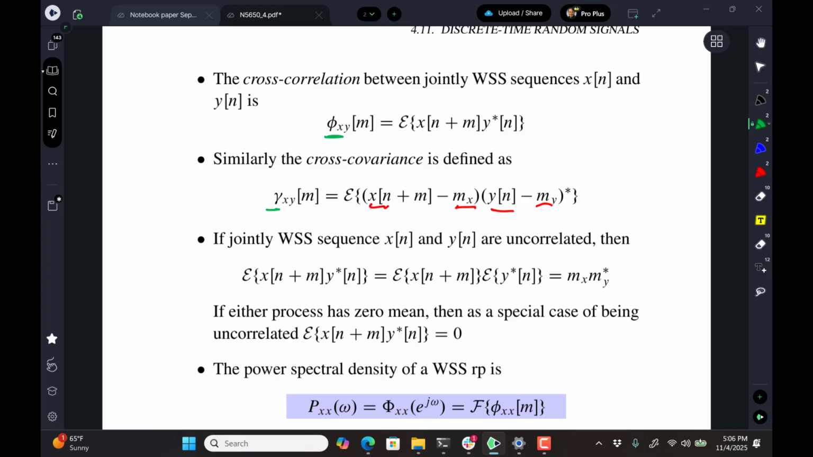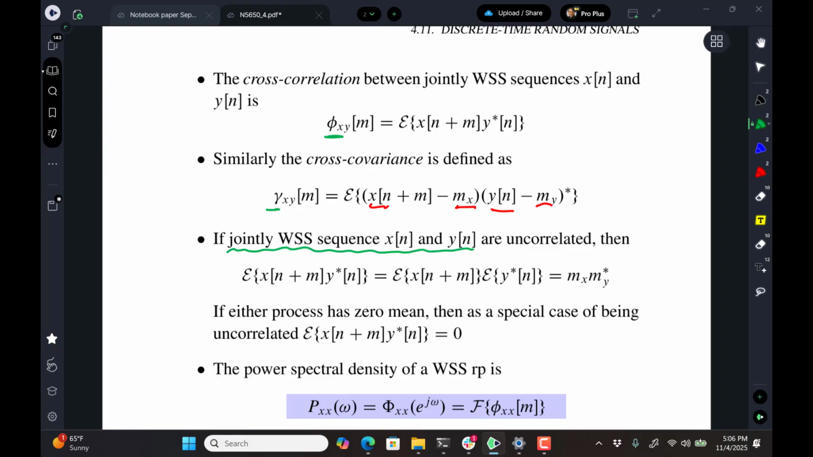If a process happens to be zero mean, though, then phi and gamma are the same because there's no mean to subtract. And in most cases that we deal with here, the mean is zero. So autocovariance and cross-covariance are the same, and autocorrelation and cross-correlation are the same. So now we'll apply the idea of wide sense stationary, so we can have jointly wide sense stationary.